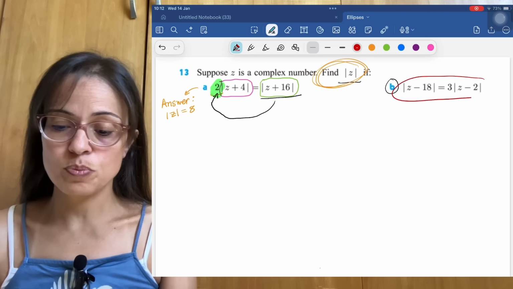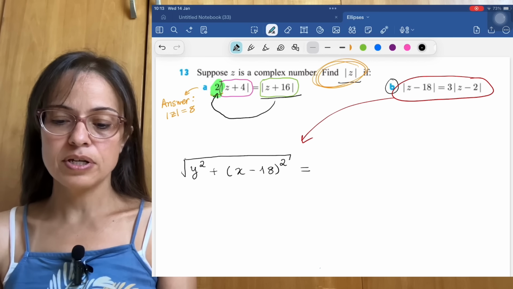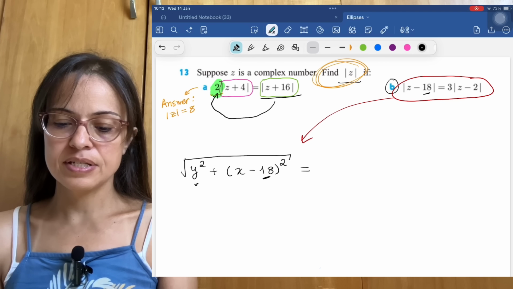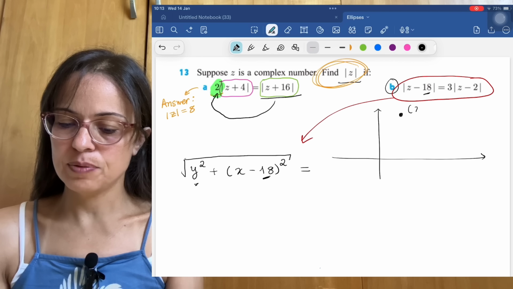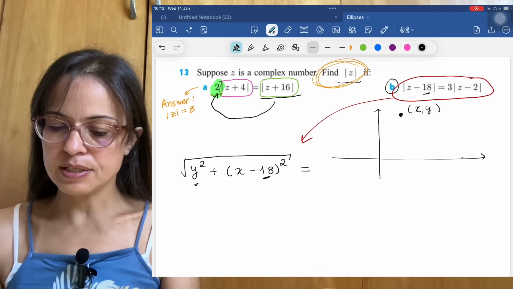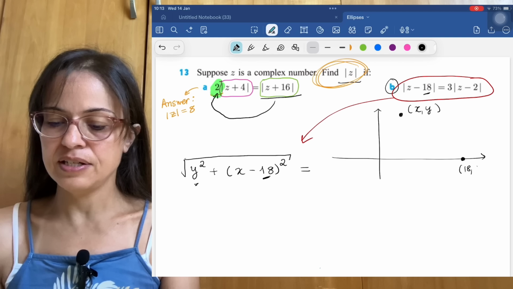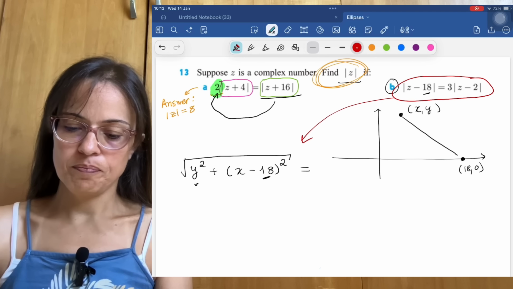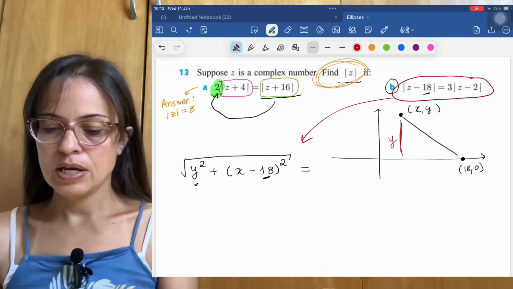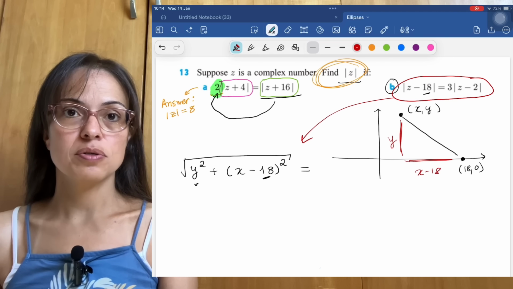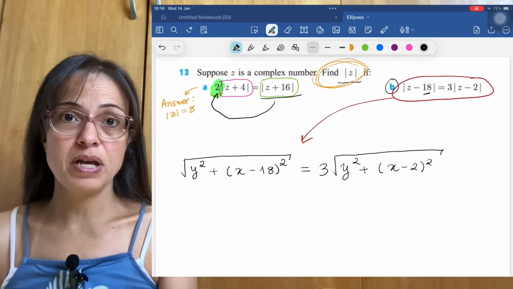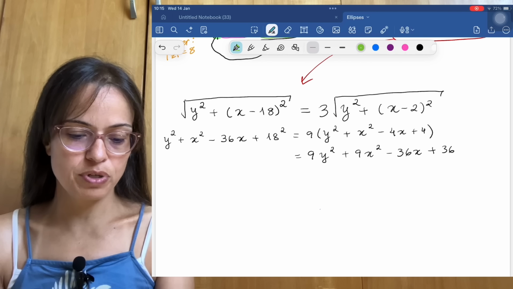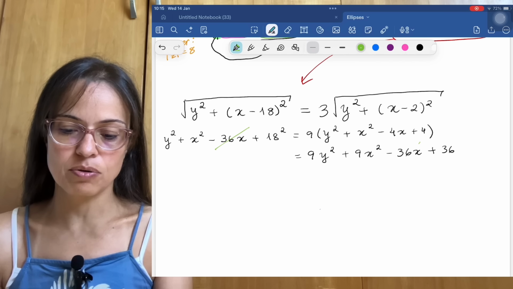So let's do it. I'm just going to expand this one algebraically. All of the 18 goes with the x. It doesn't go with the y because z that we are looking for is a point x, y, and 18 is a point here. 18 is the point 18, 0. So when you do Pythagoras to calculate this distance, you get just y on the vertical and x minus 18 on the horizontal. Same thing on the other side, and I'm going to expand that. And here we can already see how that circle is going to be centered at the origin because this 36x is canceling out with this one.